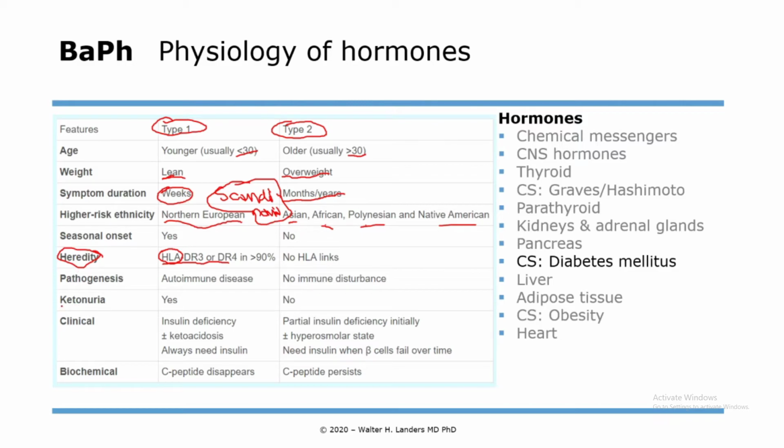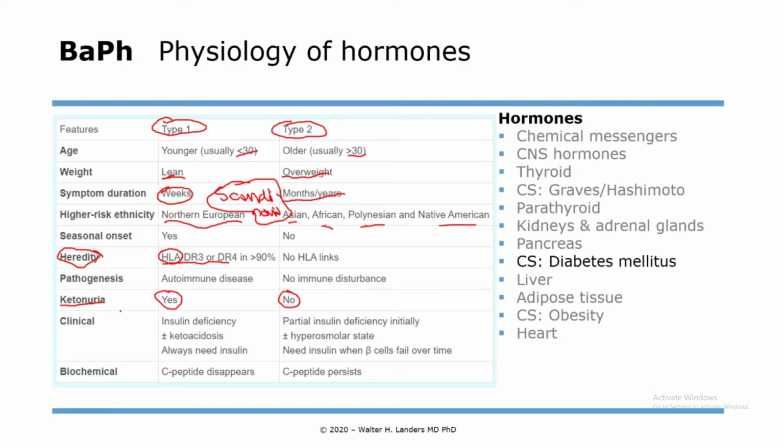Then we have ketonuria, which is the presence of ketones in your urine. The presence of ketones in your urine often means that your body is breaking down a lot of fat, because ketones are a metabolic waste product of fat metabolism, of fatty acid metabolism. And you more often see this in patients with type 1 compared to type 2 diabetes.